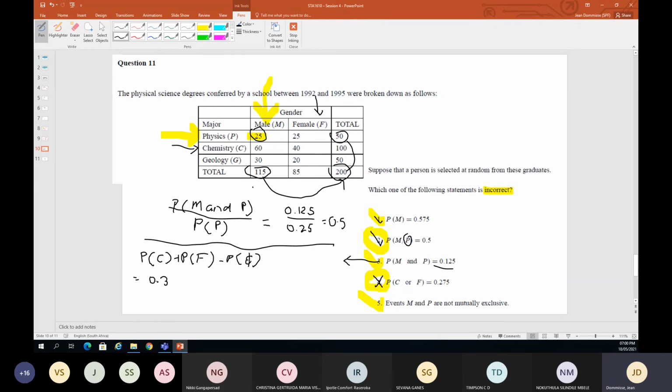Oh, wait. I made a mistake. It is actually not 60 divided by 200. It's the total of C. So let's just use another color. So it is 100 divided by 200, which is 0.5, plus the probability of F. So that is 85 divided by 200, which is 0.425.